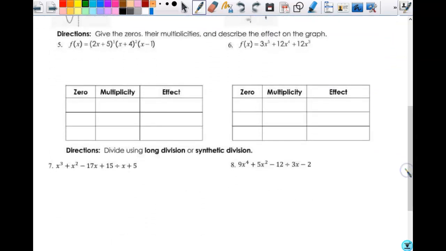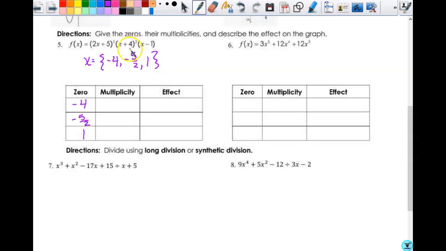Okay, so the next part, we have to give the zeros their multiplicities and describe the effect on the graph. Okay, so this is already factored for me. That's nice. So I can get my zeros. That's going to be negative 4, negative 5/2, and 1.